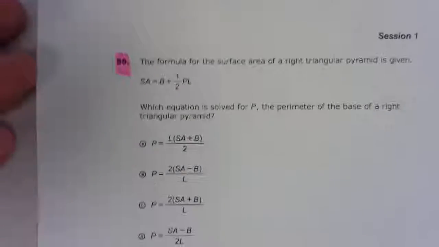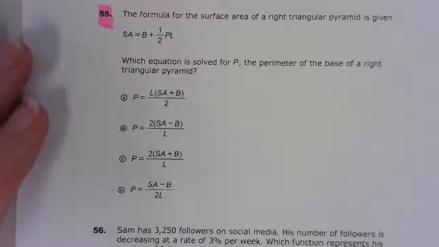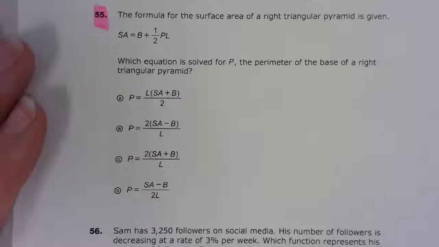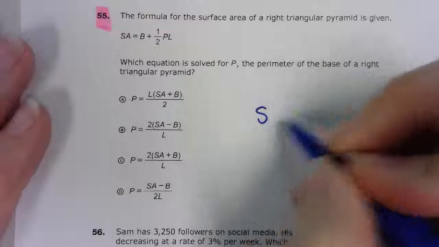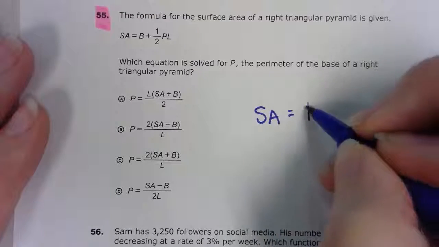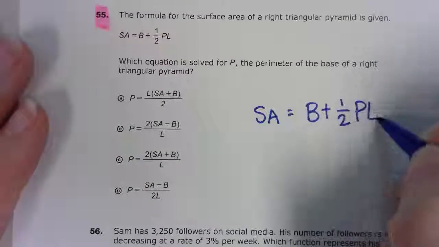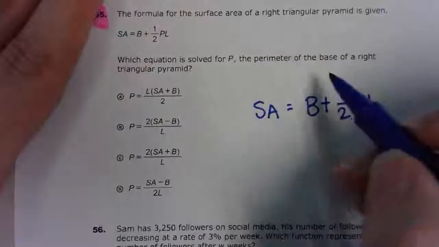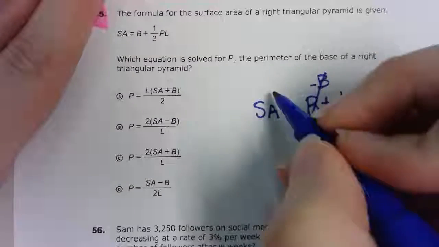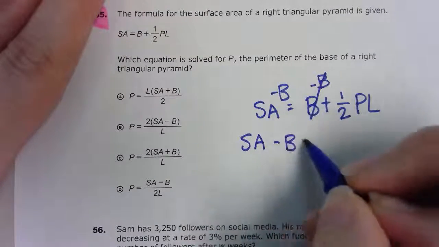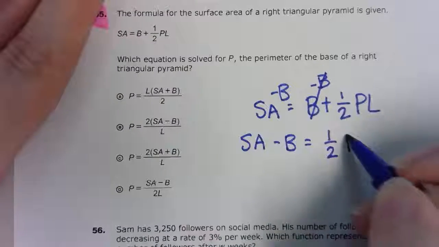All right, 55. Last question. So the formula for the surface area of a right triangular pyramid is given. Which equation is solved for P, the perimeter of the base of a right triangular pyramid? So I'm solving for P, so SA equals B plus 1/2 PL. So first thing I want to do is get that B out of the way. So I'm going to subtract B, subtract B. So I have SA minus B equals 1/2 PL.